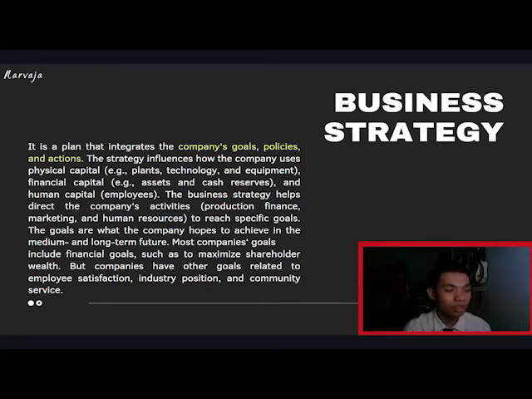The goals are what companies hope to achieve in a medium and long-term future. Most companies' goals include financial goals, such as to maximize shareholder wealth. But companies have other goals related to employee satisfaction, industry position, and community service.